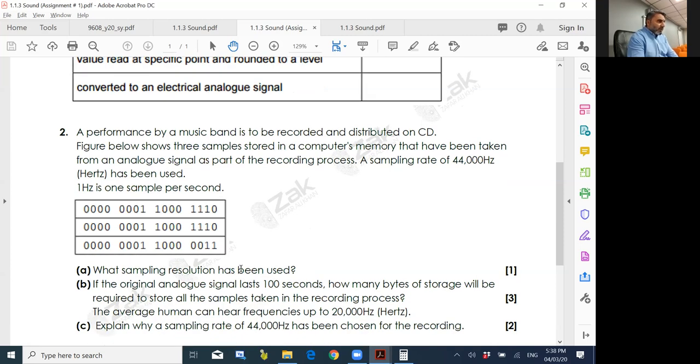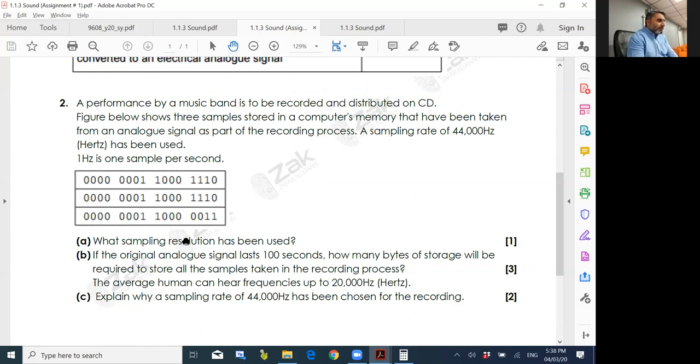So now let's look at these questions. What sampling resolution has been used? 16 bits. If the original analog signal lasts 100 seconds, how many bytes of storage will be required to store the samples taken in the recording process? So this is 3 bytes for 1 second, and you have to multiply it by 100. So there would be 300 bytes.